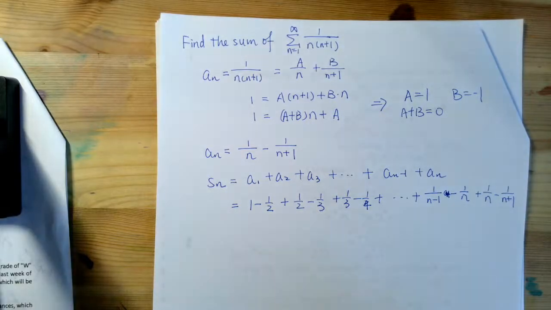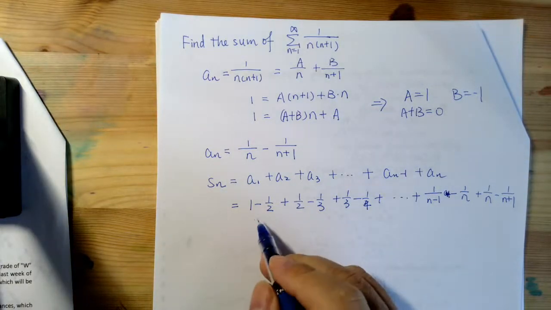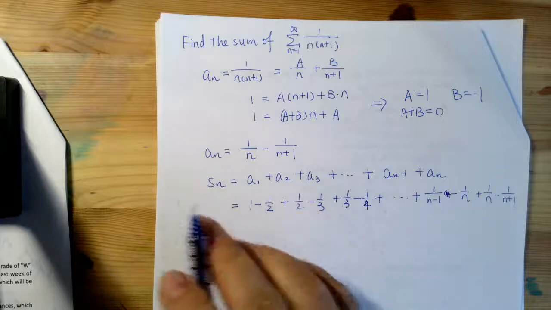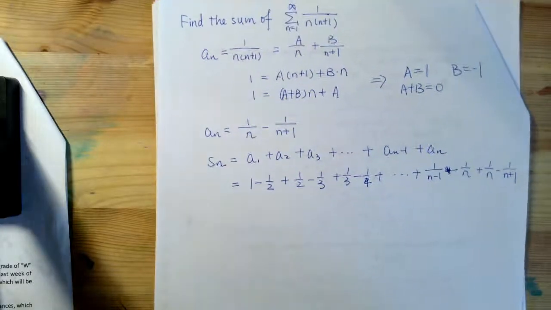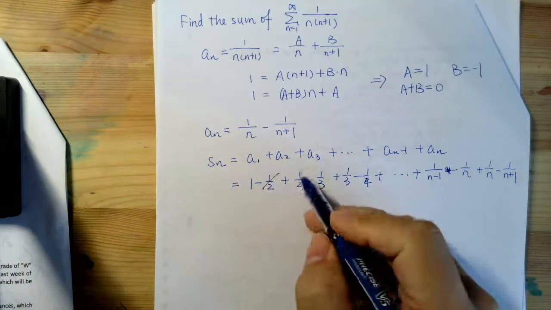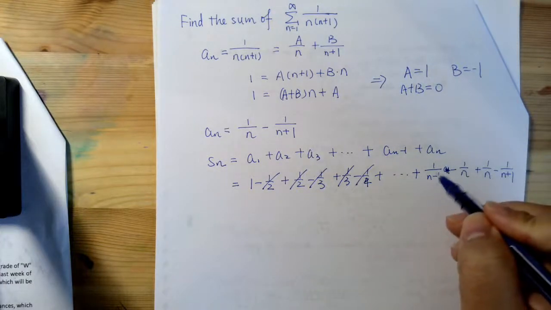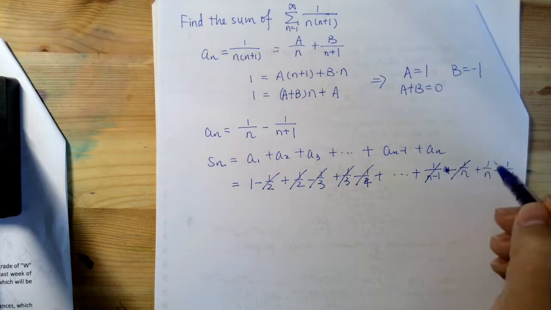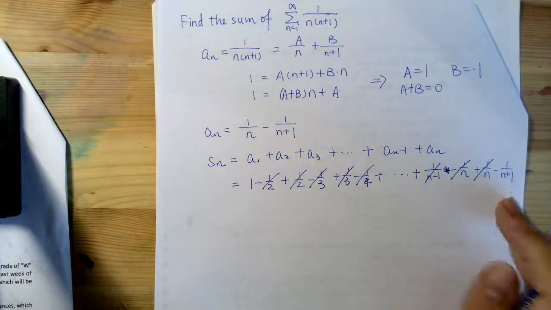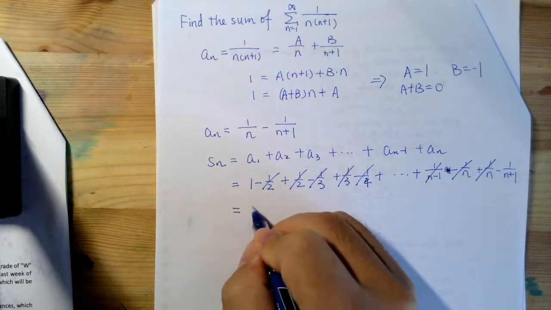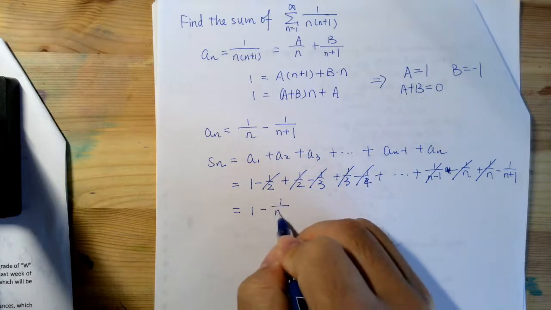Okay. So you can see that we only have 2 survivors for the nth partial sum. You see minus half, minus third, minus fourth. So there are going to be a lot of cancellation here. Only the first term and the last term are the 2 survivors. So it's 1 minus 1 over n plus 1.